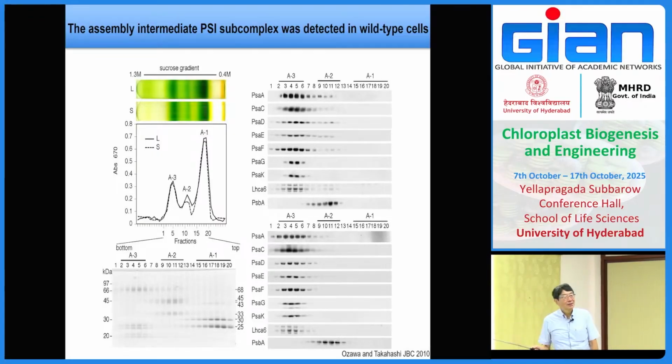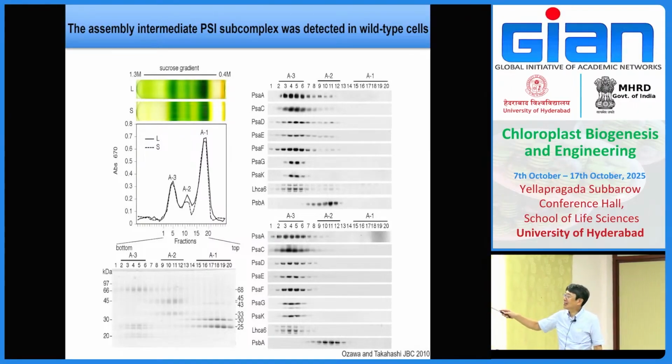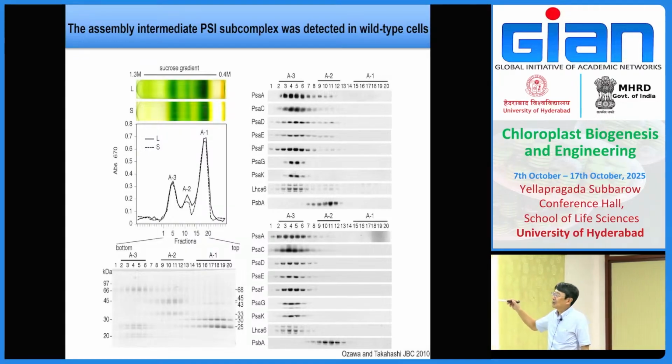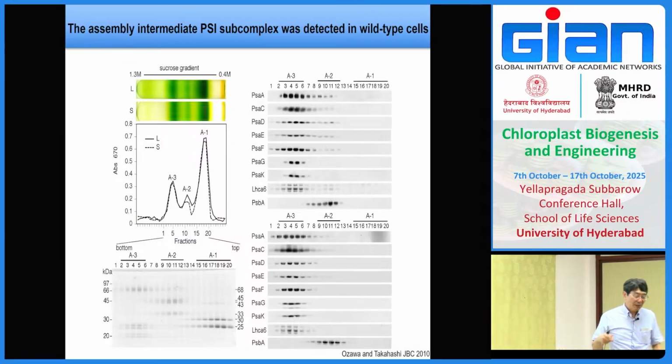So we thought of two possibilities from this data. One is that when we solubilized the thylakoid membrane artificially, some of the subunits dropped off, and then a smaller complex was generated artificially. So this fraction was because of the detergent. The PS1 complex becomes subcomplexes, smaller complexes. So it doesn't mean anything.